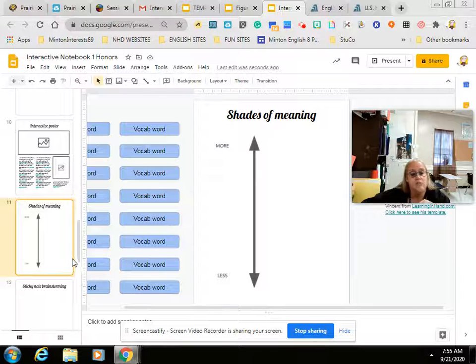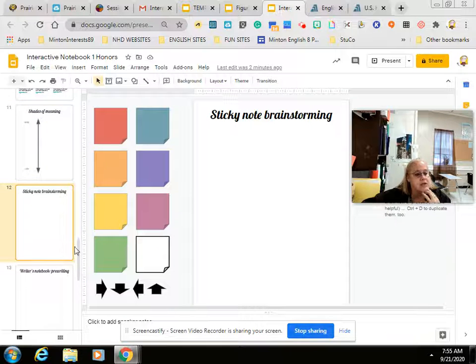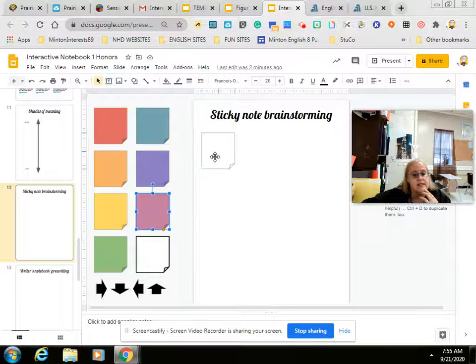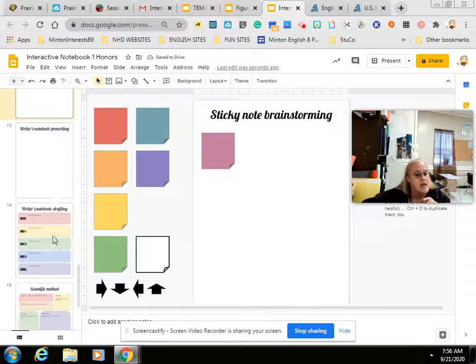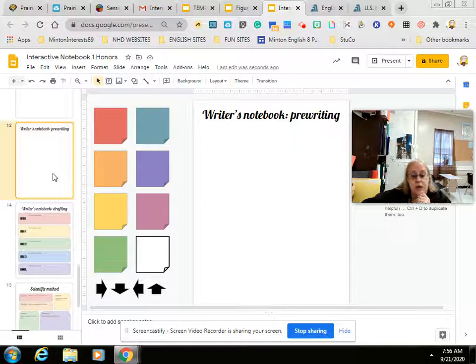Shades of meaning, definitely we'll use this as we go through, because we'll be able to look at different words in different ways that you can kind of manipulate the word to make it stronger or softer. Sticky note for brainstorming, so if you have an idea or a question, you could put those up there and then type something in.